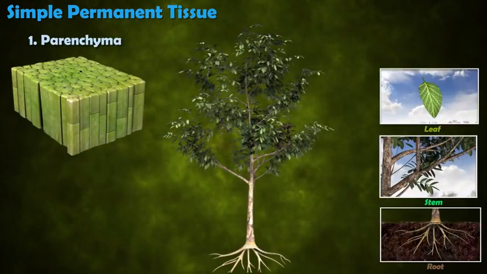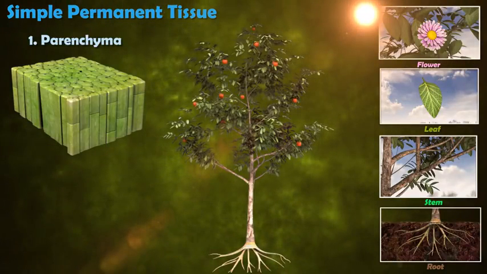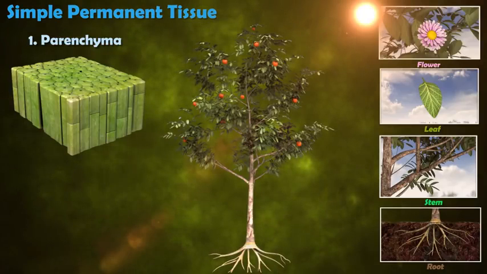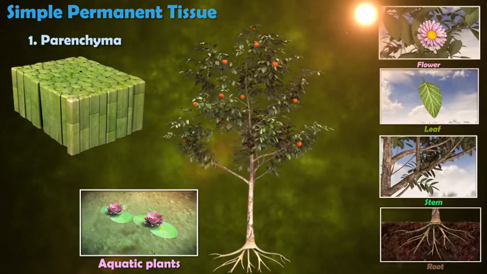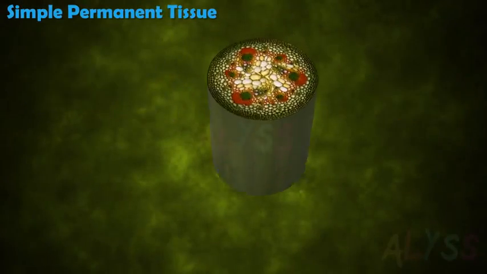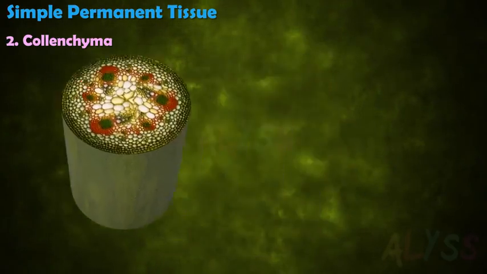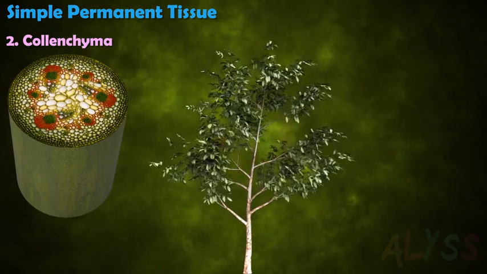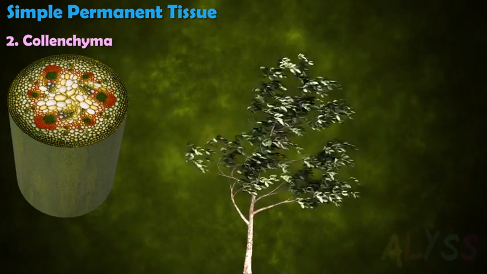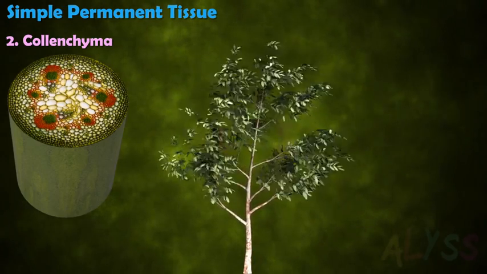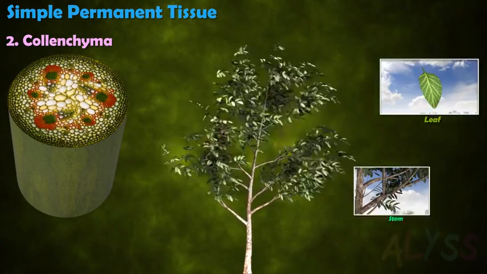Parenchyma are found all over the plant body and help in storage, photosynthesis in some, and giving buoyancy in some, for example aquatic plants. Number 2. Collenchyma are polygonal cells with thickened corners. They provide flexibility to plants so that parts can bend without breaking. For instance, they are at the petiole, leaf stalk, etc.